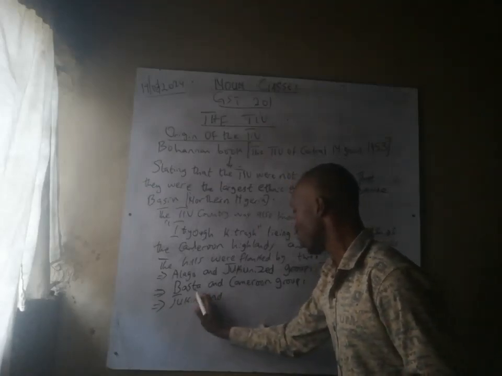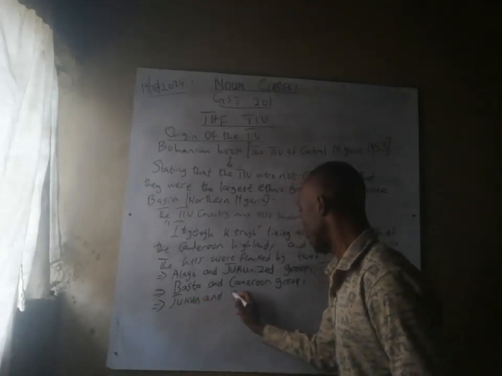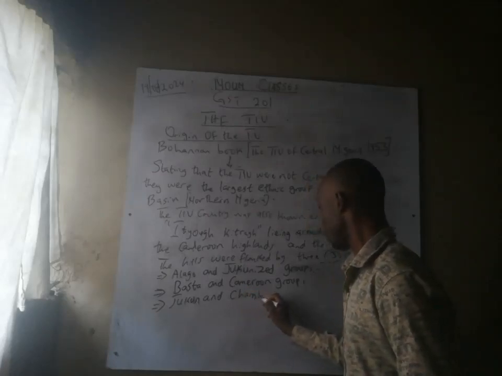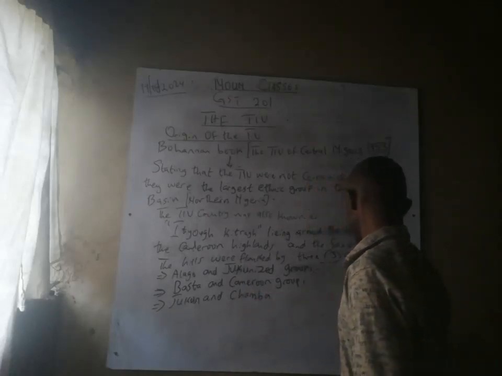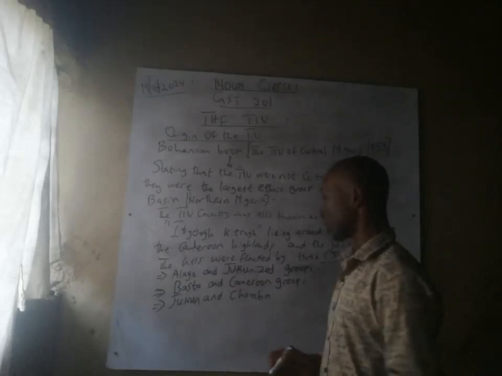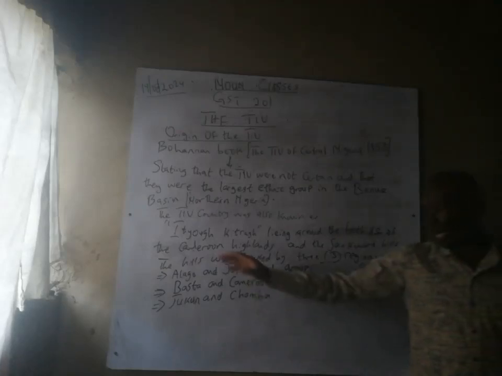Jukun and Chamba at the west. Alright? So these are the flanking: the Alago and the Jukunized groups in the north, the Basta and the Cameroon groups, such as Onda and Leon, in the south east, and the Jukun and Chamba at the west.